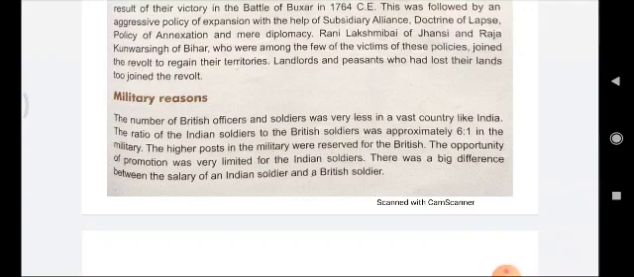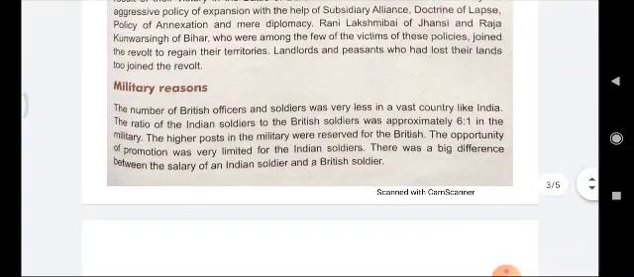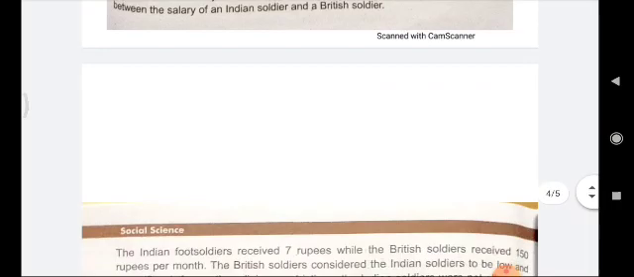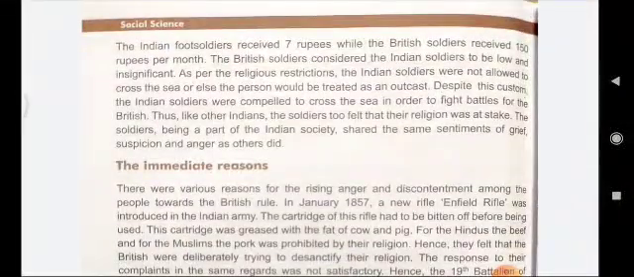The opportunity of promotion was very limited. That means no promotion was provided to the Indian soldiers. There was a big difference between the salary of an Indian soldier and a British soldier. The Indian foot soldiers received 7 rupees, while the British soldiers received 150 rupees per month. So here, dear students, you can find the difference between the salary of Indian soldiers and British soldiers.